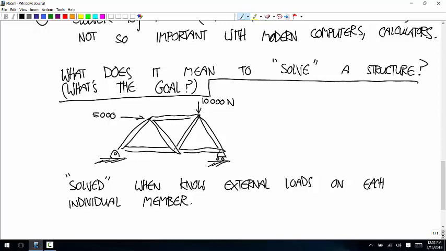So we want to be able to break it apart and know the external loads, and you can probably imagine the benefit of that is once you have the external loads on one of these members, you have information that you can use to figure out, am I worried about it breaking here? Am I worried about this one breaking, you know? And that goes into the stuff that we're going to do when you take deformable bodies.